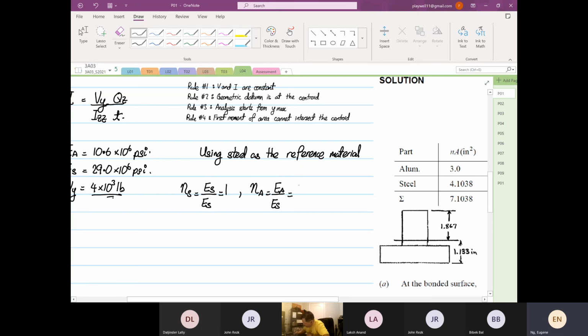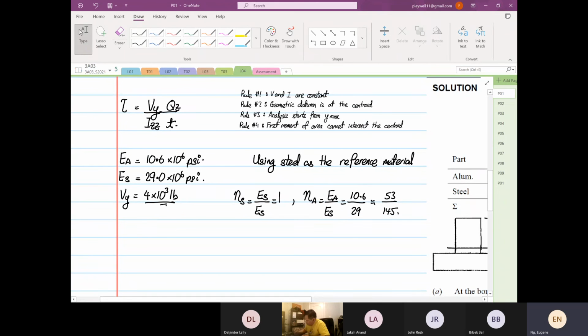So this turned out to be 10.6 divided by 29. I do it in fraction form, so it's 53 over 145. Okay, so we make the decision to use steel as a reference material.